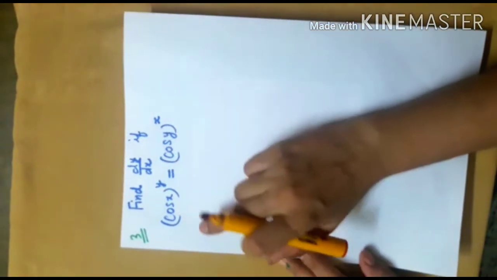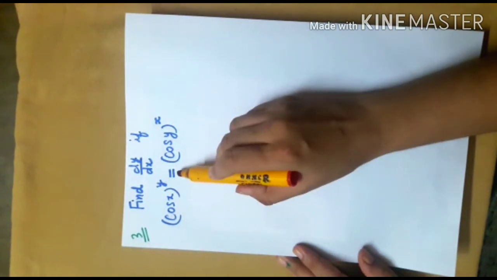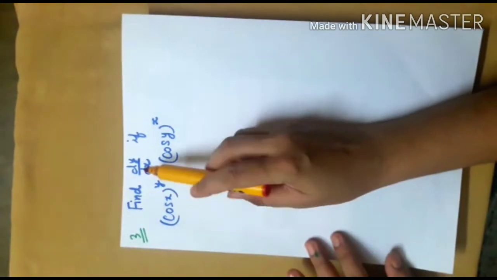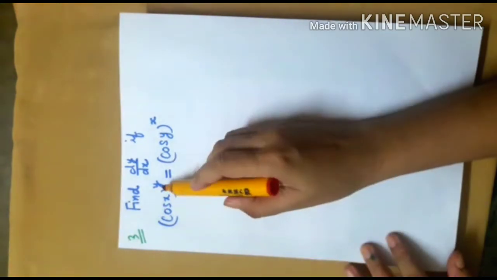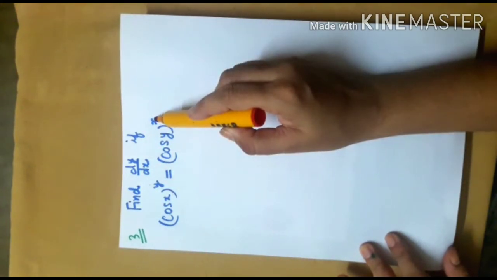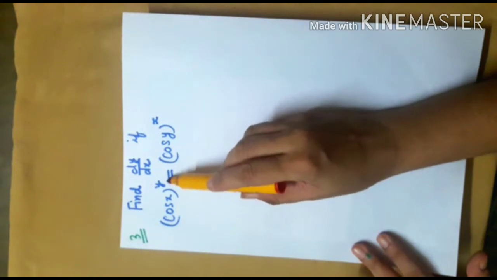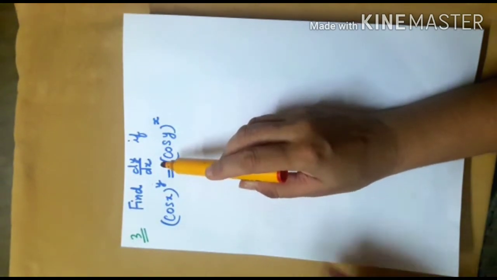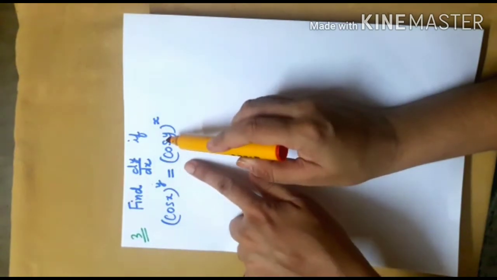Find dy by dx if cos x raised to the power y is equal to cos y raised to the power x. Yes, we have to find out the value of dy by dx. So one thing is clear, that we have to differentiate this with respect to x, right? Now look here. Here the exponent is a variable and here also the exponent is a variable. So that means I have to make use of logarithmic differentiation. As there is a sign of equality, what I'll do is take natural log on both sides.